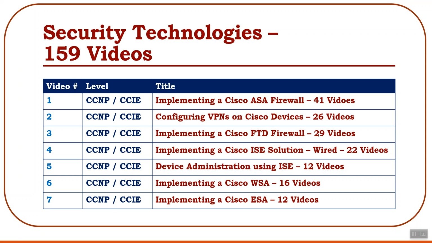way from ASA firewalls, VPNs on Cisco devices, whether it's VPNs like LAN-to-LAN VPNs, SVTI, GRE over IPsec, DMVPN, GetVPN, FlexVPN, remote access VPNs using AnyConnect. All of those VPNs are covered. We'll take a look at how to deploy a Cisco FTD. There's about 29 videos on the Cisco FTD. Again, if you've never seen FTD before, after this video series, you'll have a solid understanding of how to deploy a network using a Cisco FTD firewall.